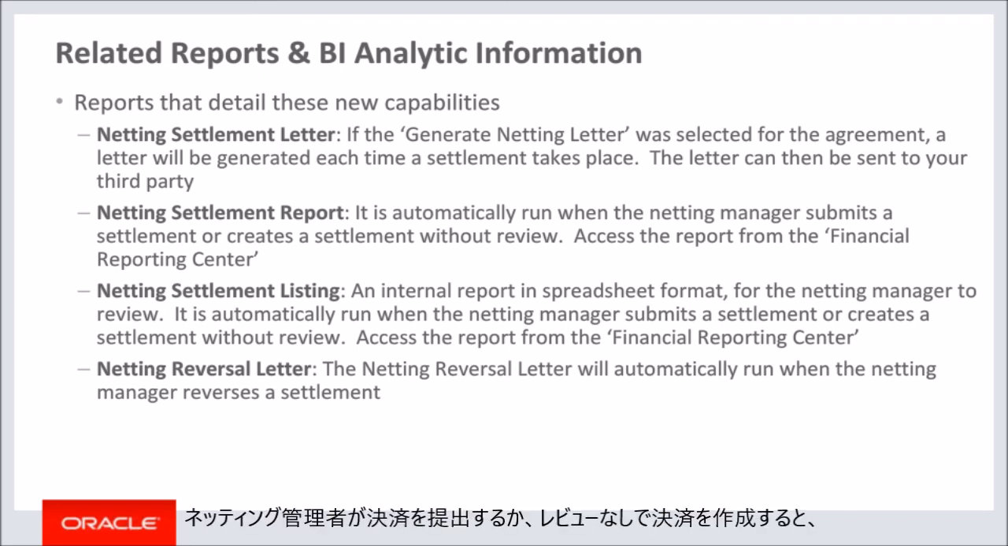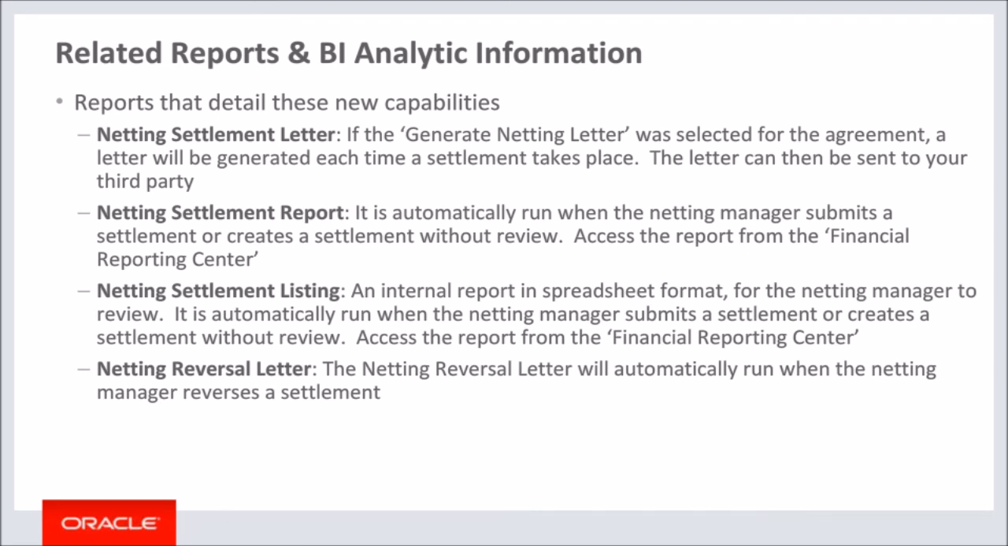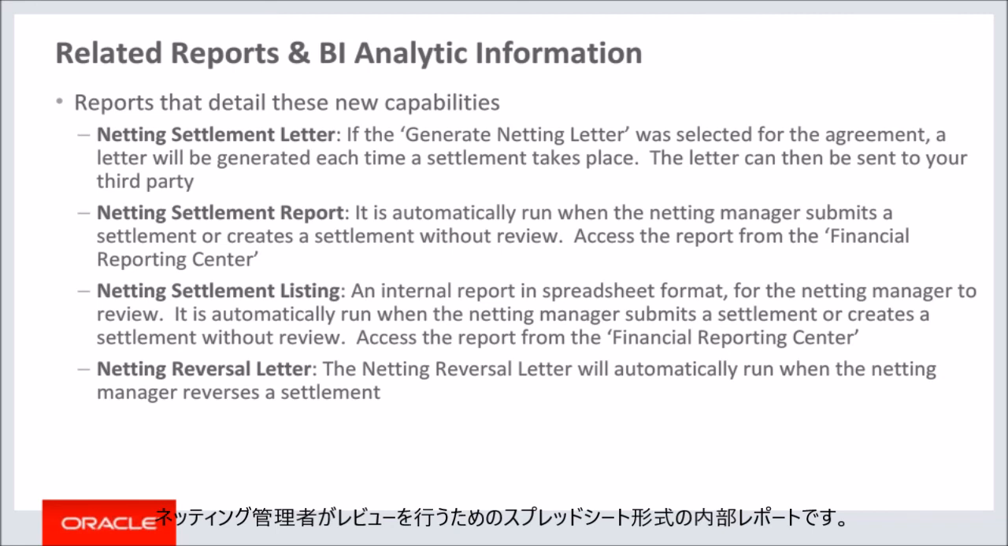The netting settlement report is automatically run when the netting manager submits a settlement or creates a settlement without review. You can access the report from the Financial Reporting Center. Similarly, the netting settlement listing is an internal report in spreadsheet format for the netting manager to review. It is also automatically run when the netting manager submits a settlement or creates a settlement without review. Again, you can access the report from the Financial Reporting Center.